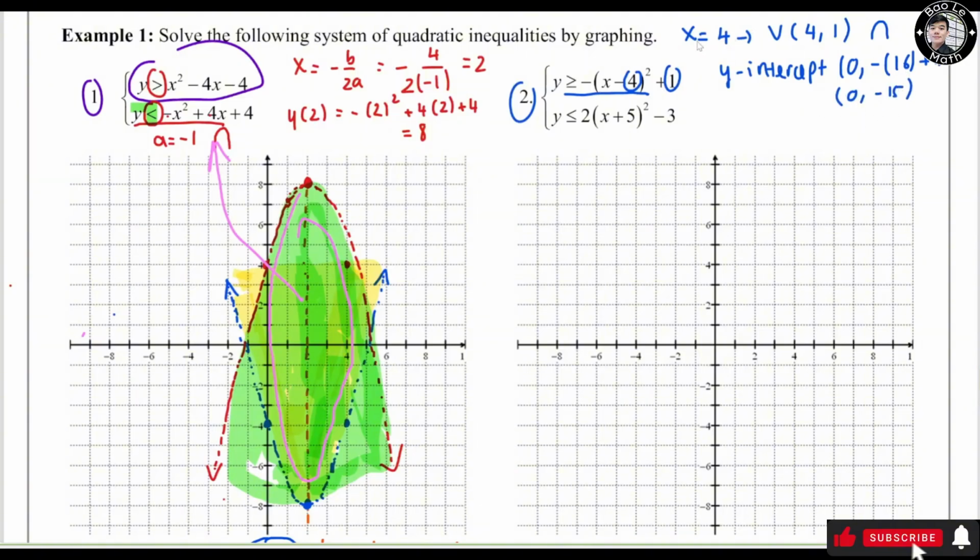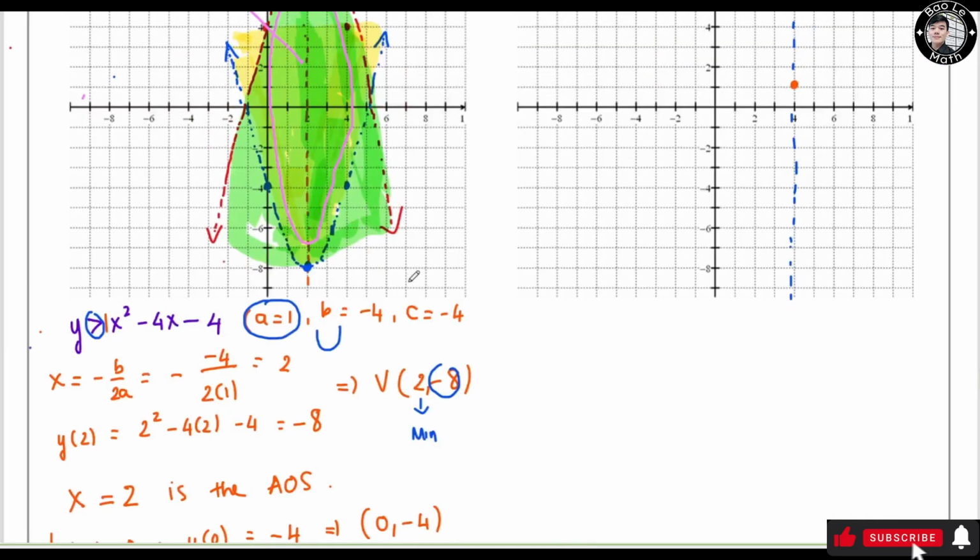Now we're going to sketch the axis of symmetry, so x equals 4 is going to be right here. And the vertex is (4, 1), x equals 4, y equals 1, is going to be right here. The parabola opens downward, right? And the y-intercept is (0, -15), so it's going to be somewhere right here.